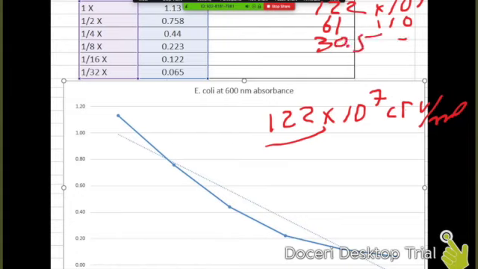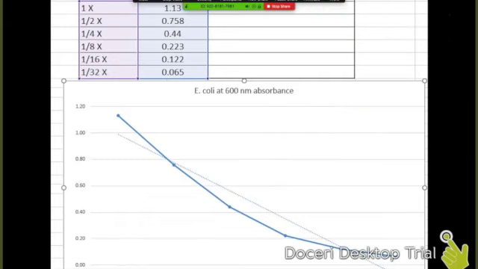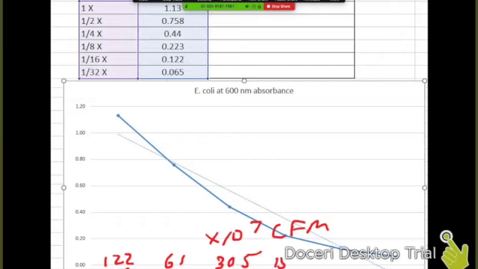So now we can take and redo our graph, and we put the 122 is right here, and then 61 is right there, and this is all multiplied times 10 to the 7th CFUs per milliliter. 1/4 is 30.5, and 1/8 is 15.25, and 1/16 is 7.625, and 1/32 is 3.8125. Okay, and so now we have some real numbers.